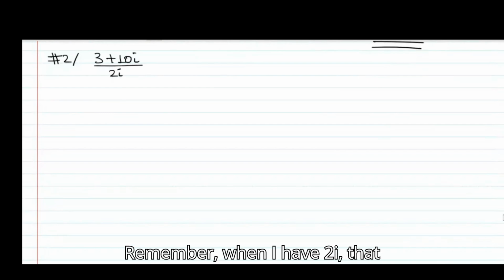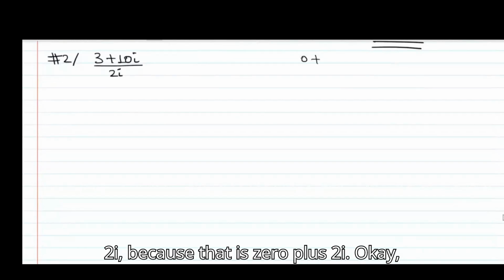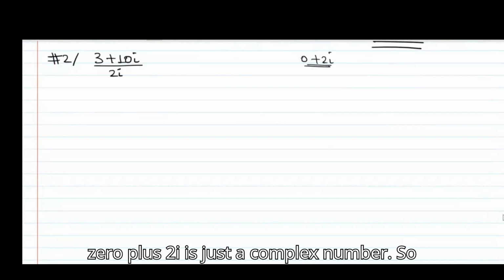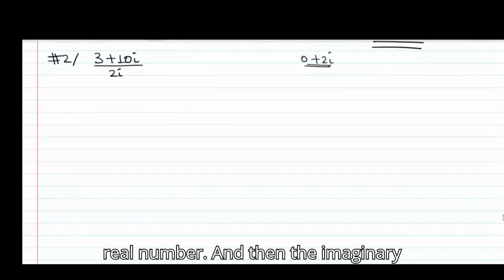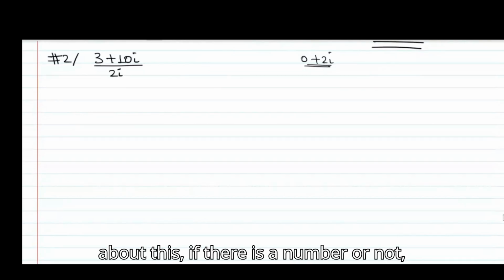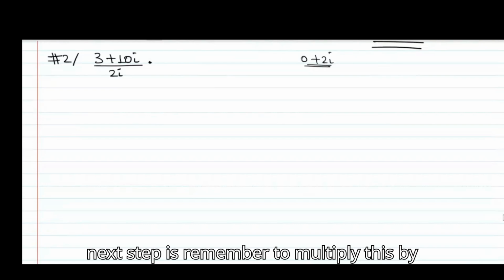All right, remember, when I have 2i, that means, in other words, this is 0 plus 2i. 0 plus 2i is just a complex number. So the real part is 0 because 0 is a real number, and then the imaginary part is the 2i. So I don't have to worry about whether there is a number or not, because 0 is a real number. Okay, the next step is, remember, to multiply this by the conjugate.